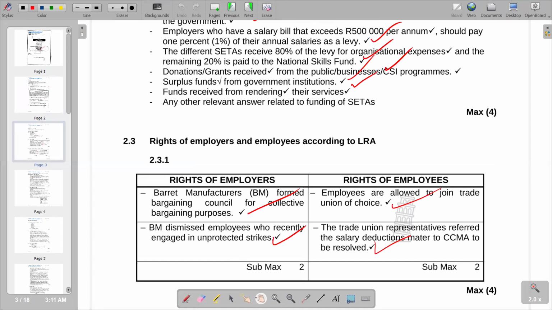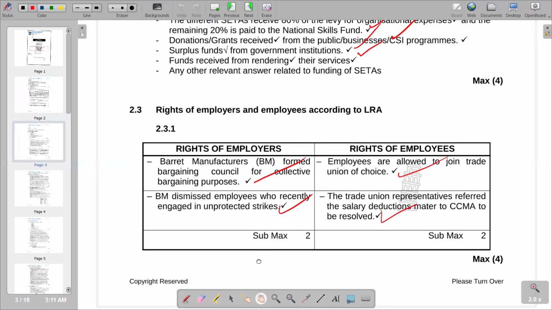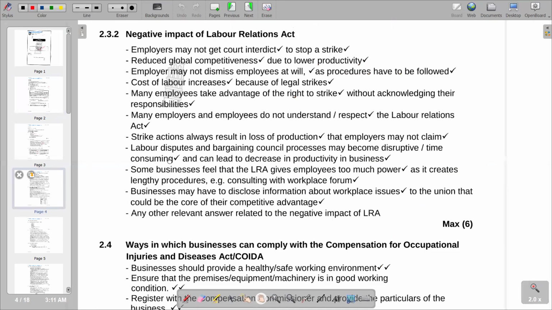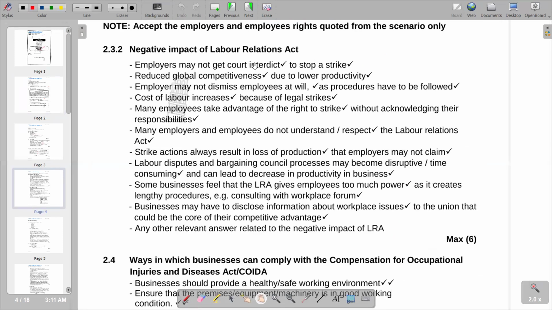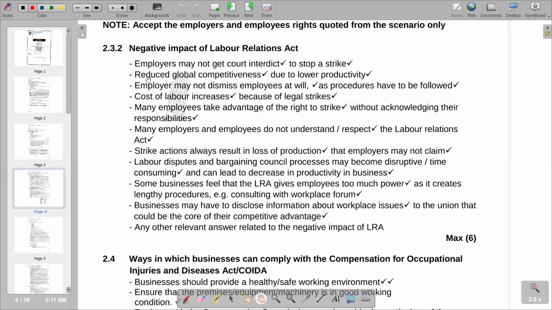And now we are on 2.3.2. We go and see the range of negative impacts of the Labour Relations Act that we have. The first one is saying employers may not get a court interdict to stop a strike. So that also becomes a negative impact. And then about productivity, we explained how it leads to low productivity due to lost time. And then the next one is saying employers may not dismiss employees at will, as the Act protects them. Obviously, there are procedures that are going to be followed, which might make it difficult for employers to dismiss employees.